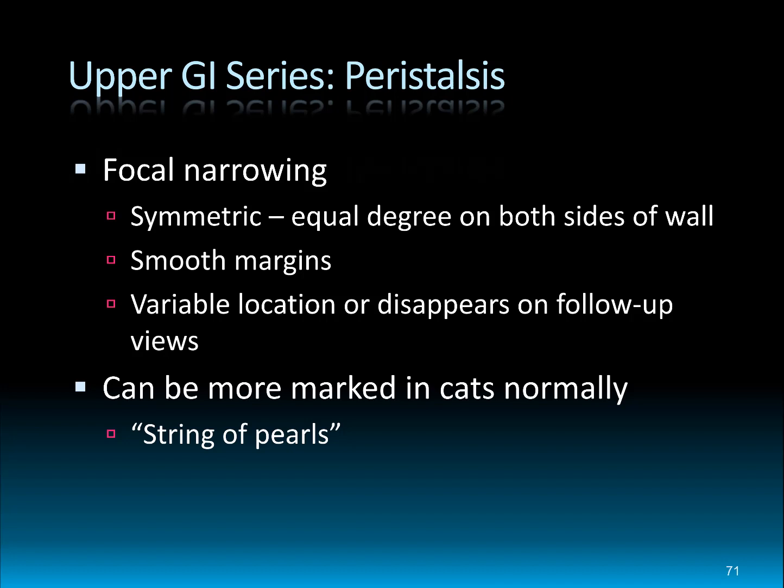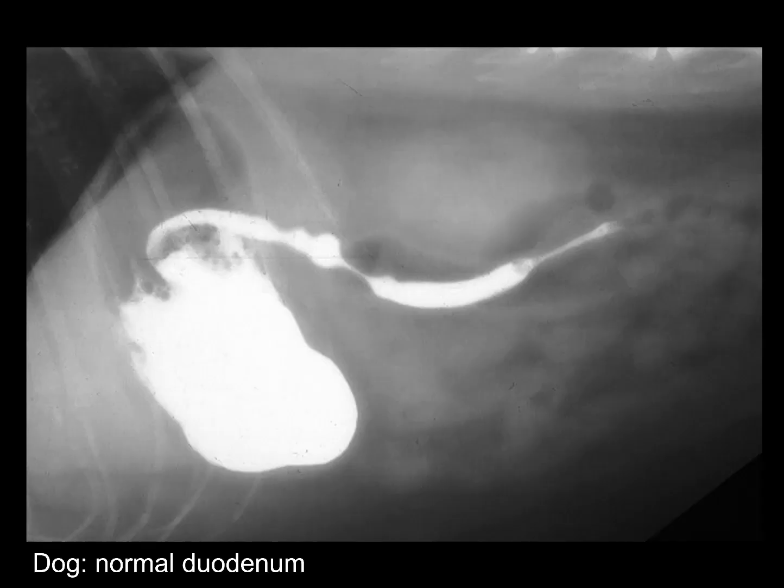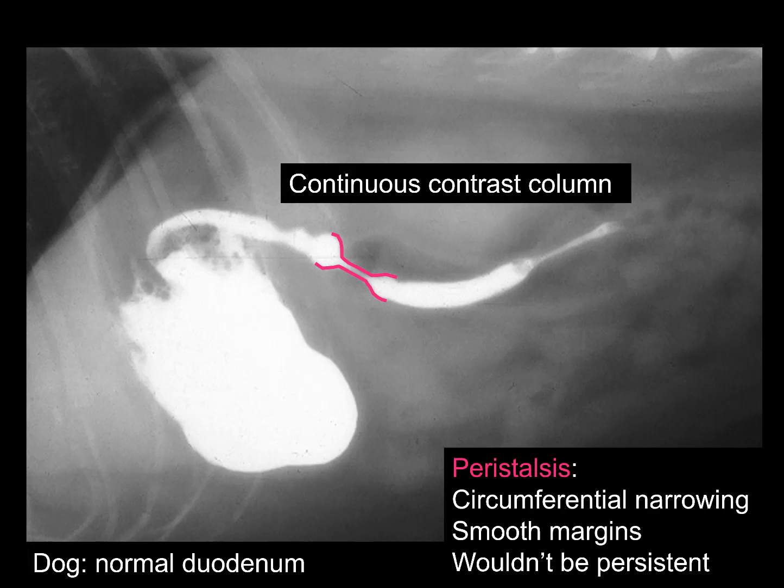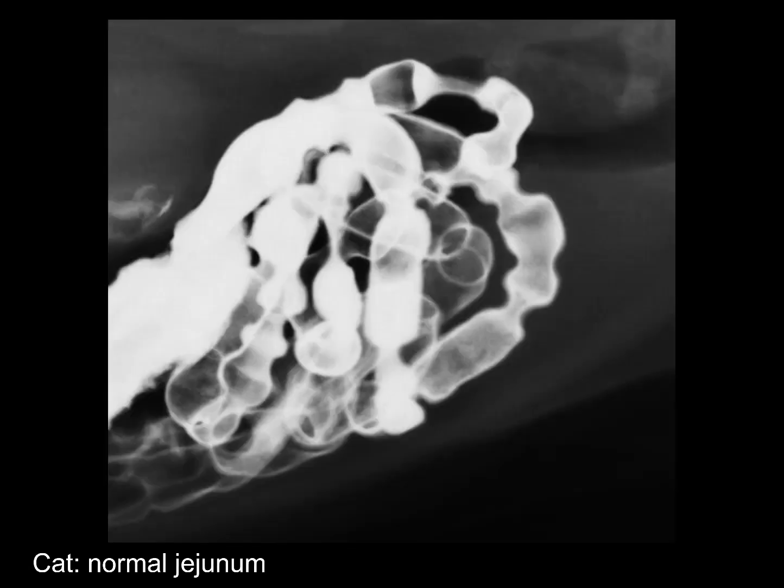It's definitely a lot more apparent in cats, and some will refer to it as the string of pearls appearance. So here we have a normal duodenum in a dog. You can see that there's this really narrow area right there. The contrast medium is continuous, so that's one good thing. Nice smooth margins. It is circumferential. We see narrowing coming from both sides. And if I gave you another radiograph, we would see that it wasn't present on a subsequent view.